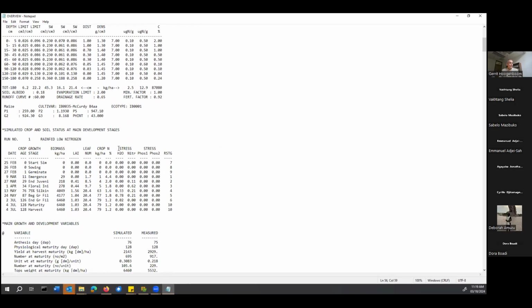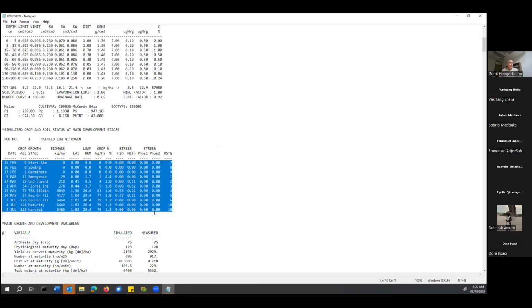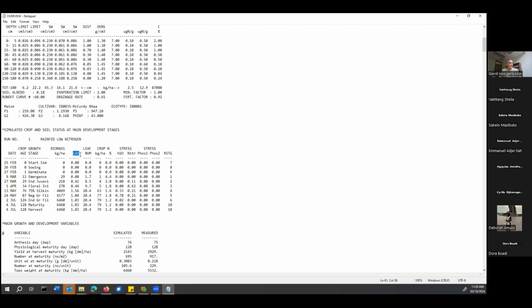Once we have defined all the inputs, we conduct the simulations. Right here, you see a summary of the key growth stages, starting with start of simulation, sowing, germination, emergence, juvenile, floral initiation, 75% silking, beginning grain filling, all the way to maturity and harvest, just the dates these occurred. Then biomass simulated, LAI simulated, leaf number simulated, total nitrogen simulated, and then we have some stress factors. The model uses a relative stress function where 0 is no stress and 1 is full stress.